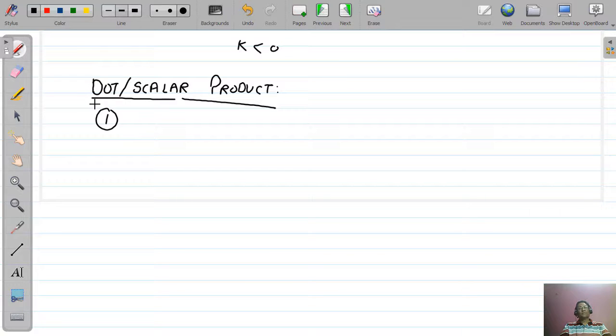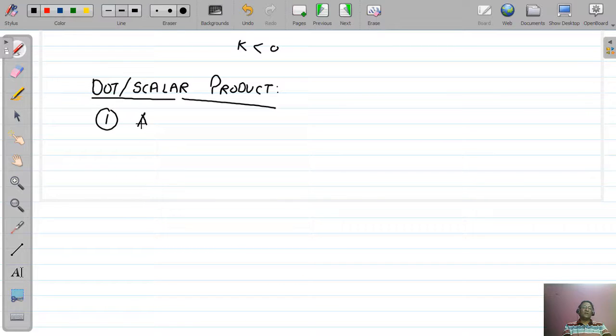And this product is used to find the angle between the two vectors. In any problem, if cos theta appears, most probably it is to be solved by using the dot product. So first we give the definition of the dot product.